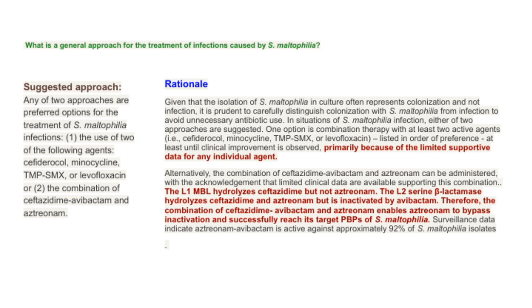Surveillance data suggest that this combination is active against about 92% of S. maltophilia isolates. So, in summary, the best approach is to either use 2 of the specified active agents or to combine ceftazidime-avibactam with aztreonam, tailoring our choice to the specific situation and available data.